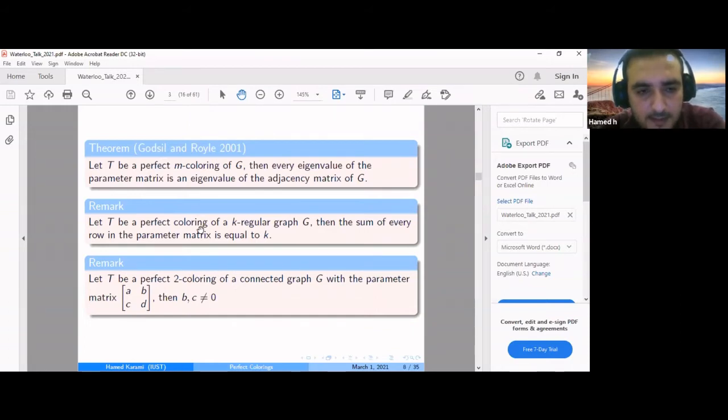The next remark says that let T be a perfect coloring of a connected graph G with the parameter matrix A, B, C, D. Then B and C are not equal to 0. If B and C are equal to 0, then there are no paths between white vertices and black vertices, so the graph is disconnected.